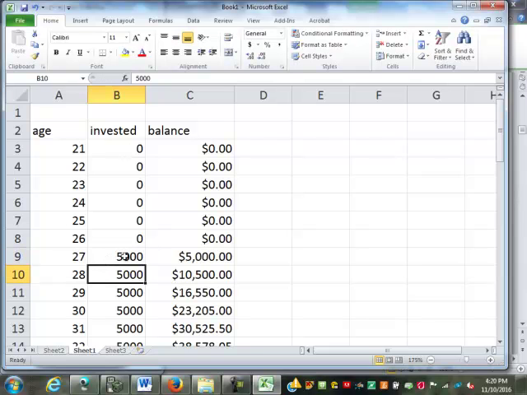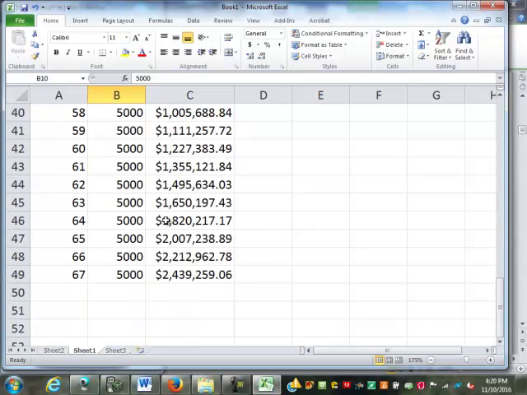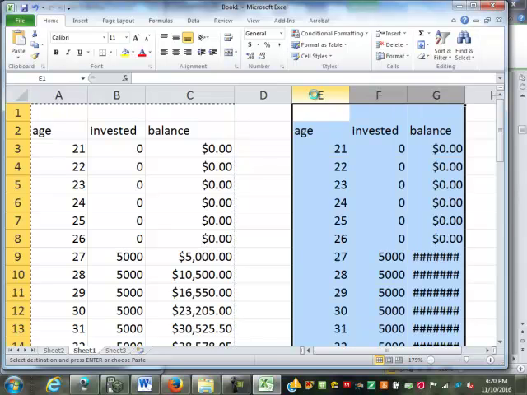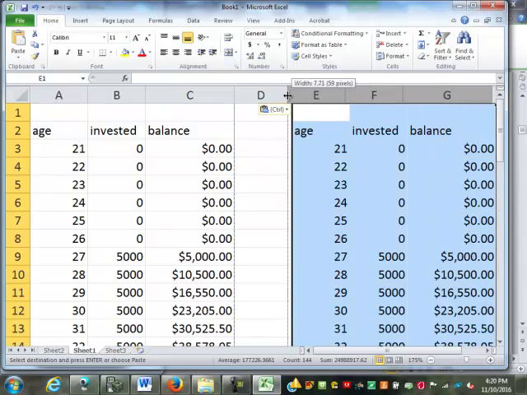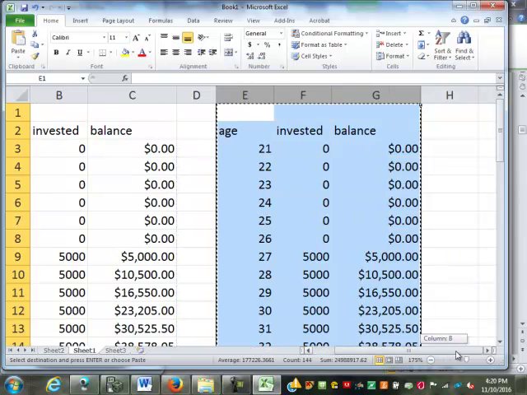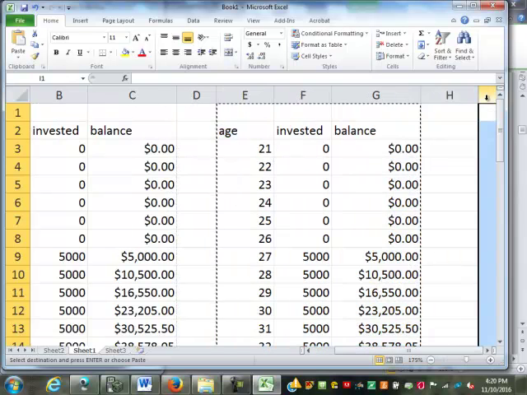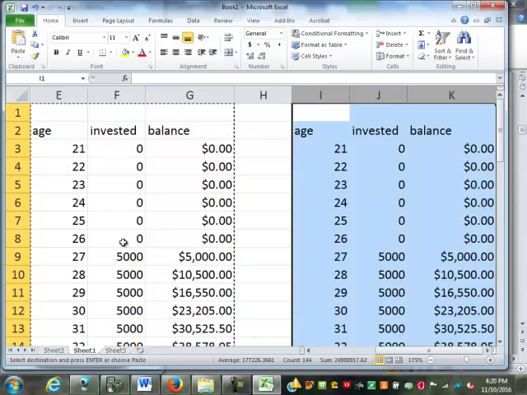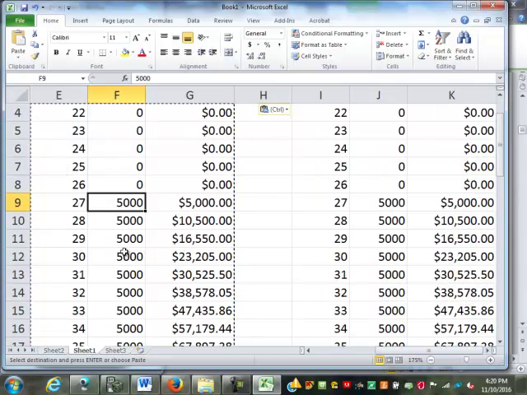Even if you start at 27, you're still over 2.4 million. Let's stick with this 27 amount here. I'm going to show you something based on that. So this person here starts at 27 and puts away $5,000 a year.